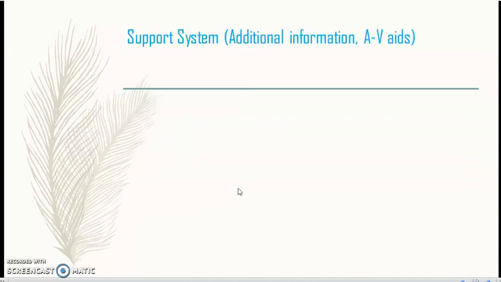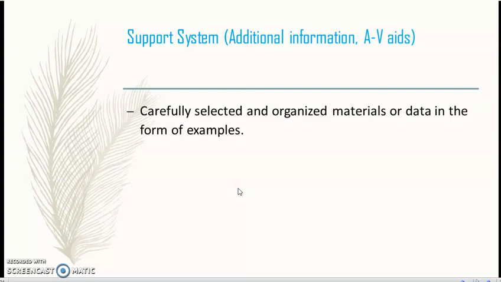Moving ahead, let us see the support system, or additional information, or maybe we can say audiovisual aids that may be required in a concept attainment model class. Carefully selected and organized materials or data in the form of examples, which we have already discussed, which the teacher needs to do a lot of homework on, is the support system that would be required in order to go ahead with the concept attainment model. The entire concept attainment model, especially the reception-oriented model, is based on the kind of examples that a teacher would choose in order to teach a given concept. So that support system plays a very important role.